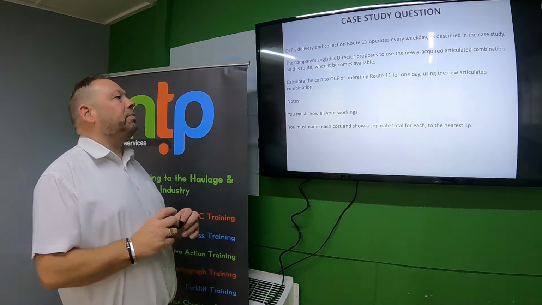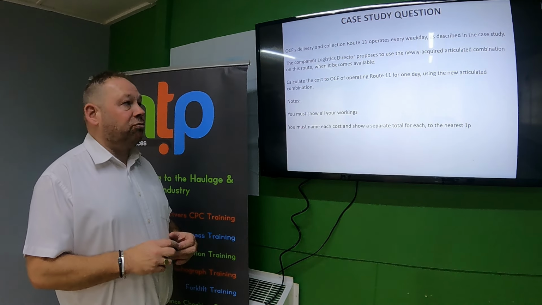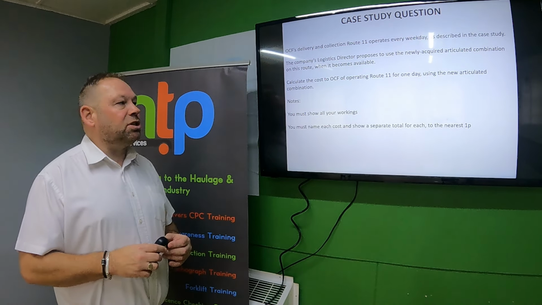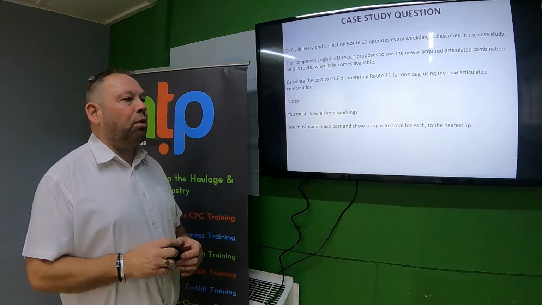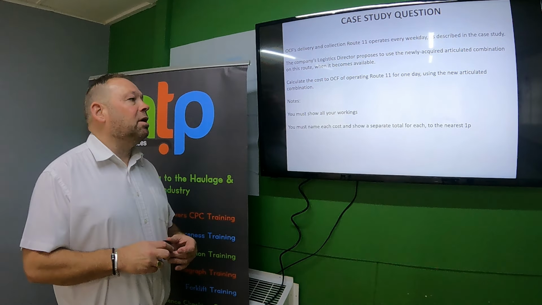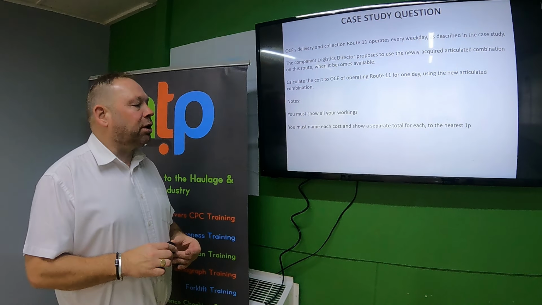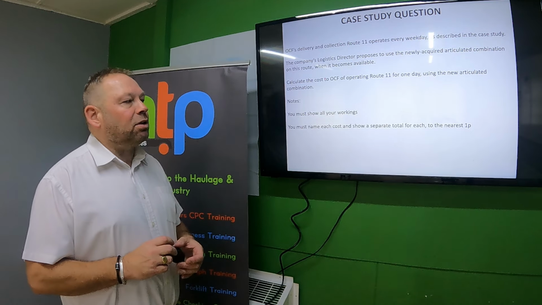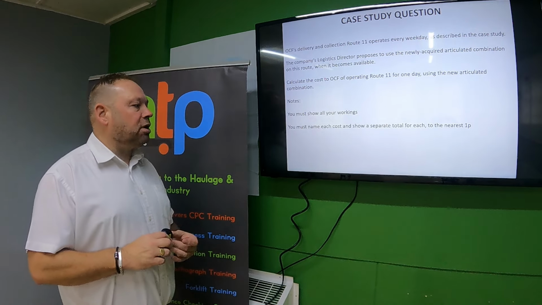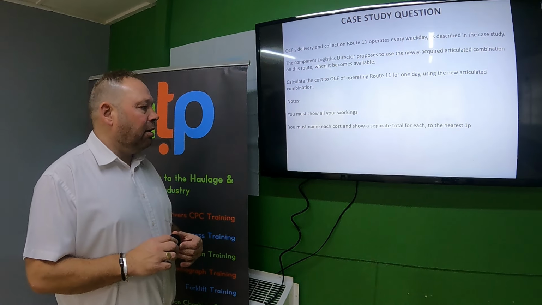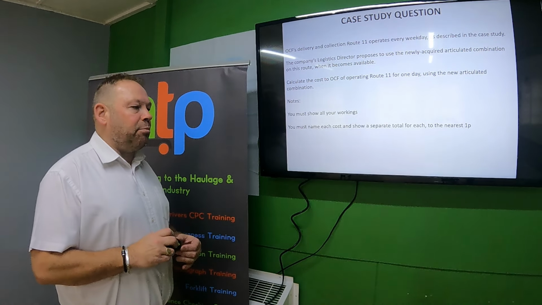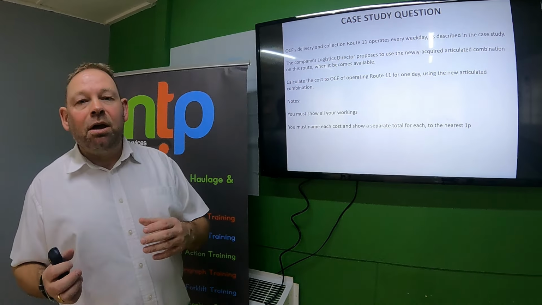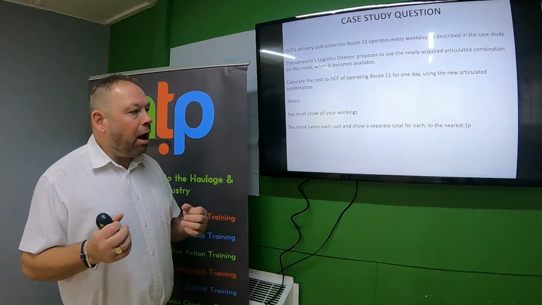So, case study question. OCF's delivery and collection route 11 operates every weekday as described in the case study. The company's logistics director proposes to use the newly acquired articulated combination on this route when it becomes available. Calculate the cost to OCF of operating route 11 for one day using the new articulated combination. Note, you must show all your workings, you must name each cost and show a separate total for each to the nearest 1p.